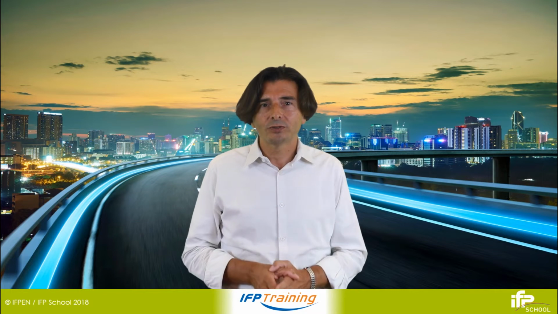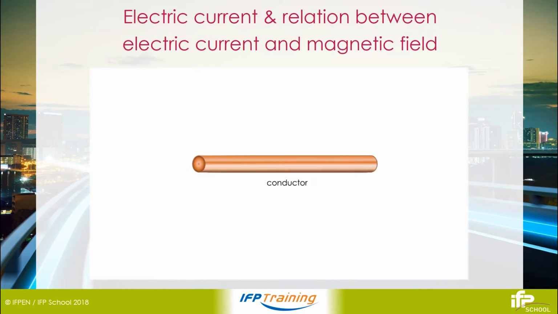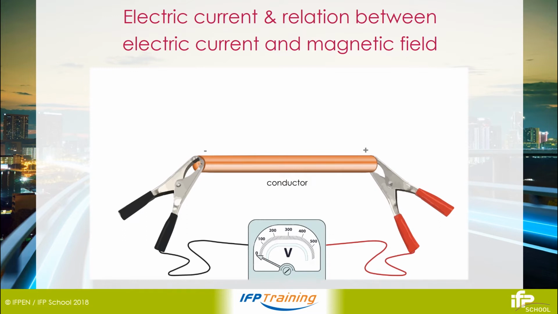Enjoy your training course. Electricity is the phenomenon of electron circulation in a conductor. To produce this circulation, it is necessary to apply an electric potential on the terminals of a conductor. The difference of electric potential is expressed in volts.